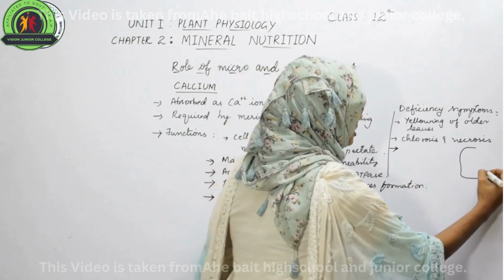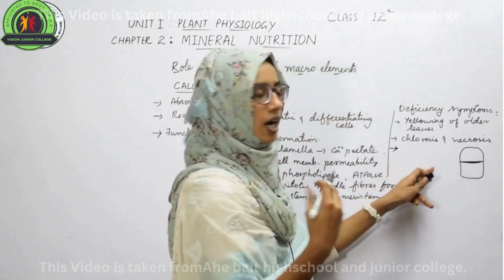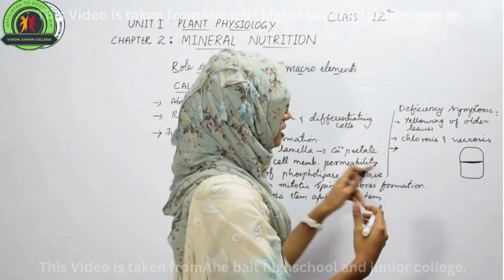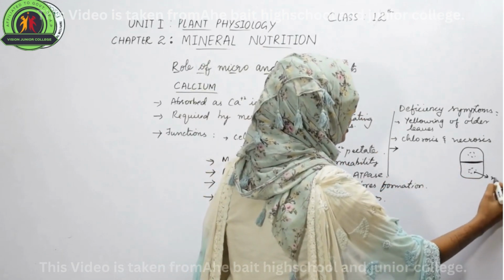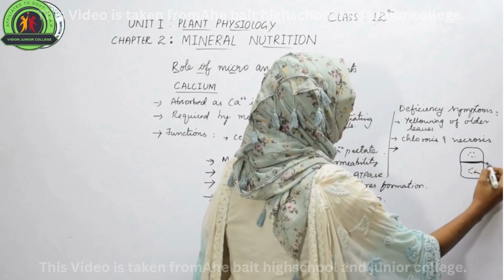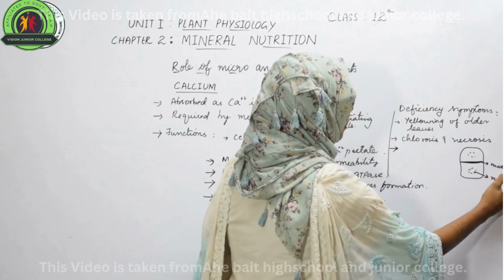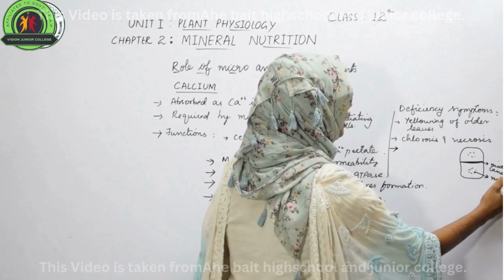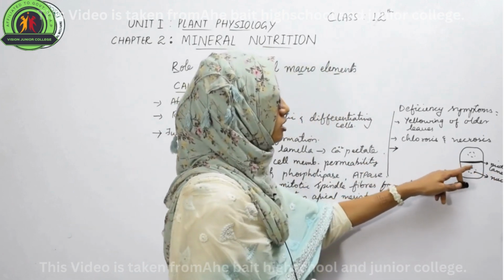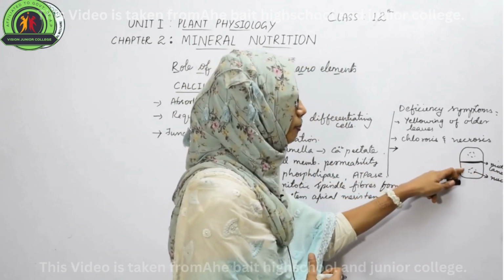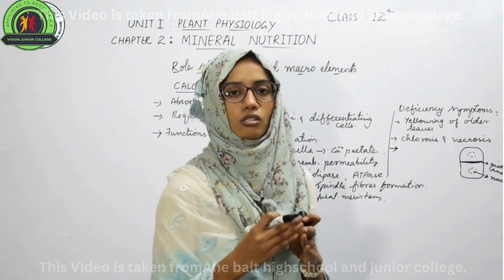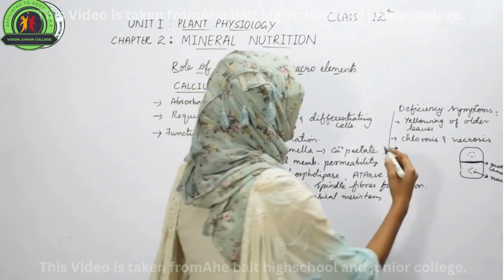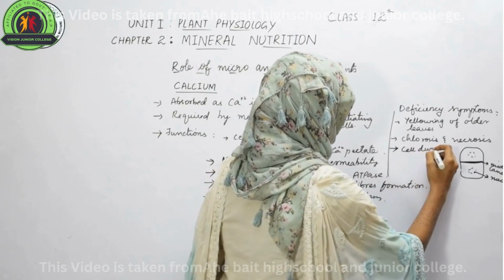When we observe the cell in the condition of cytokinesis, we can see that two nuclei are present and in between them a plate is present, which is the middle lamella. If this middle lamella synthesis gets stopped or remains incomplete, then the cell division will also stop or get affected.